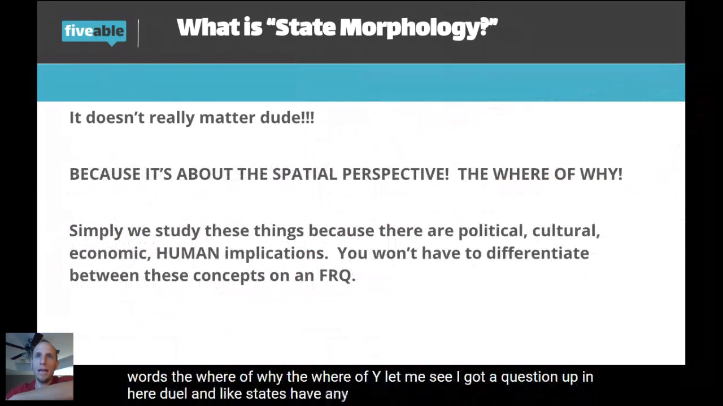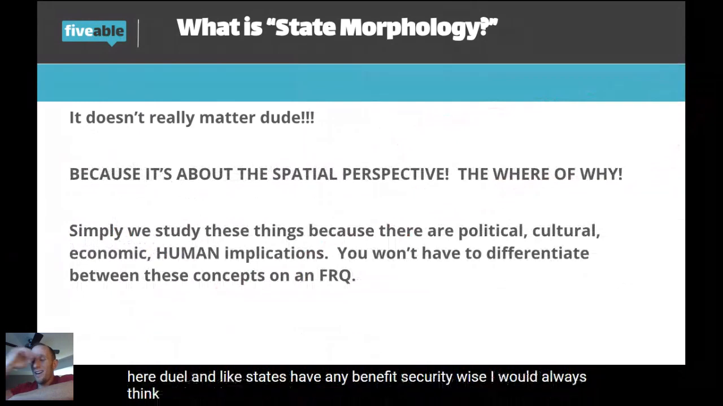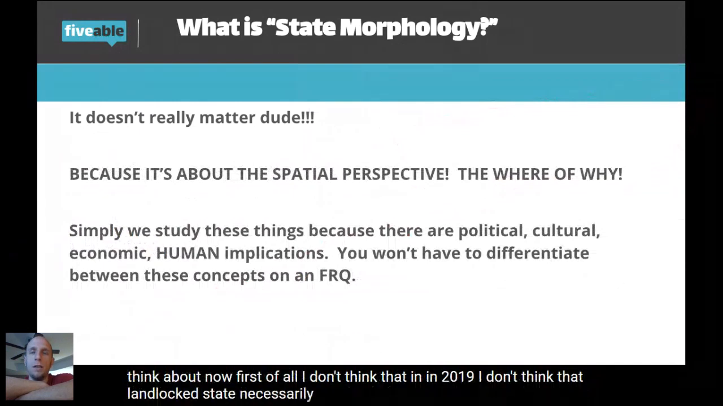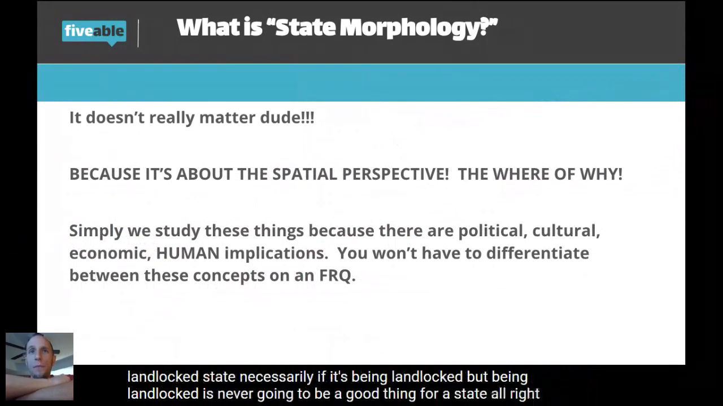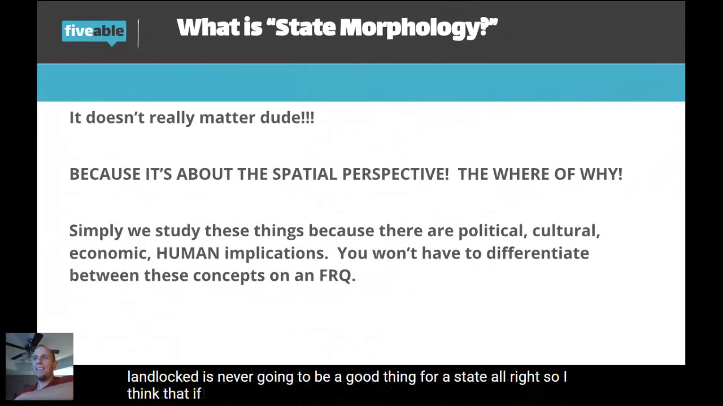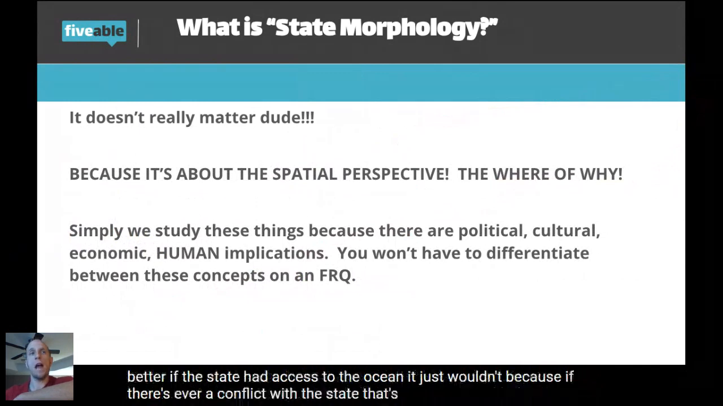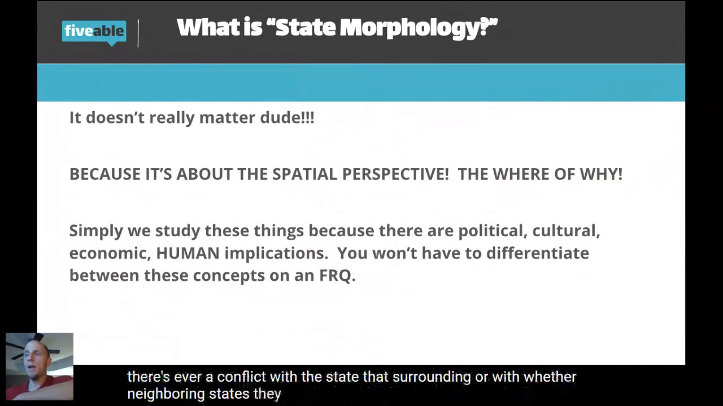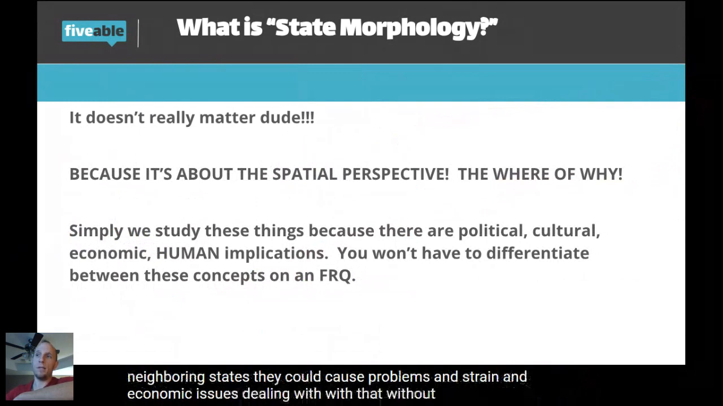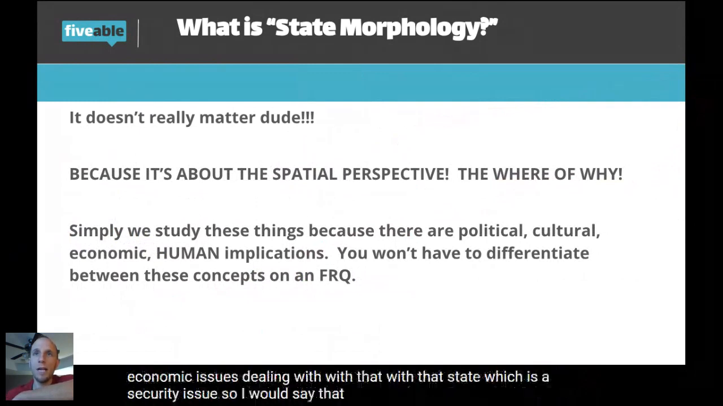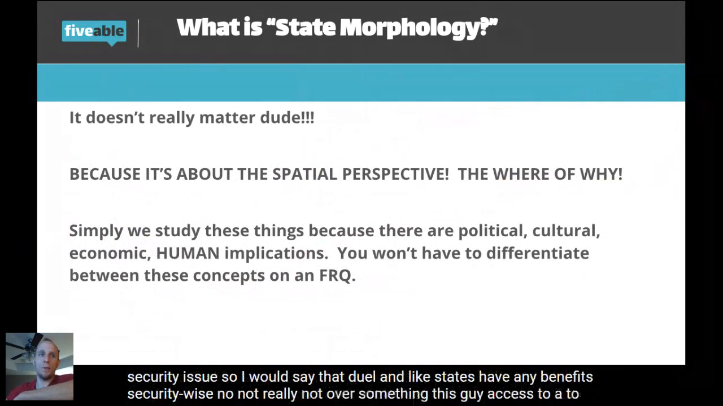I got a question up in here. Do landlocked states have any benefits security-wise? First of all, I don't think that in 2019 a landlocked state necessarily has to be screwed over because of its being landlocked. But being landlocked is never going to be a good thing for a state. If a landlocked state has decent security, it would always be better if the state had access to the ocean, because if there's ever a conflict with one of the neighboring states, they could cause problems and strain and economic issues, which is a security issue. So do landlocked states have any benefits security-wise? No, not really. Not over something that's got access to the ocean.